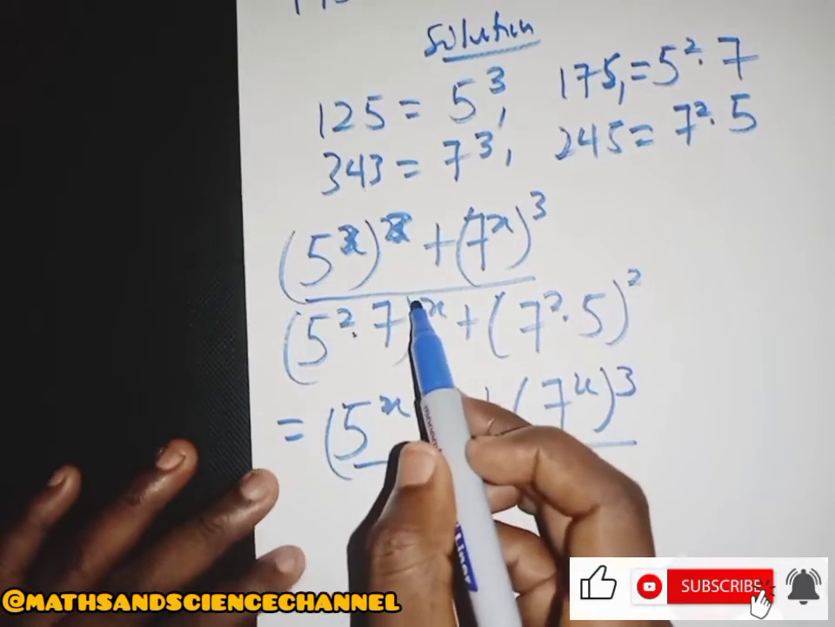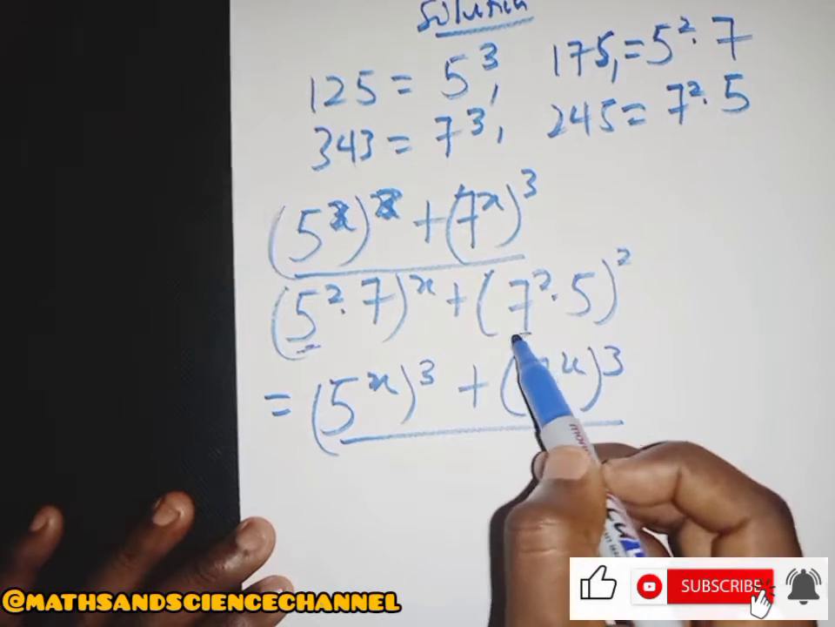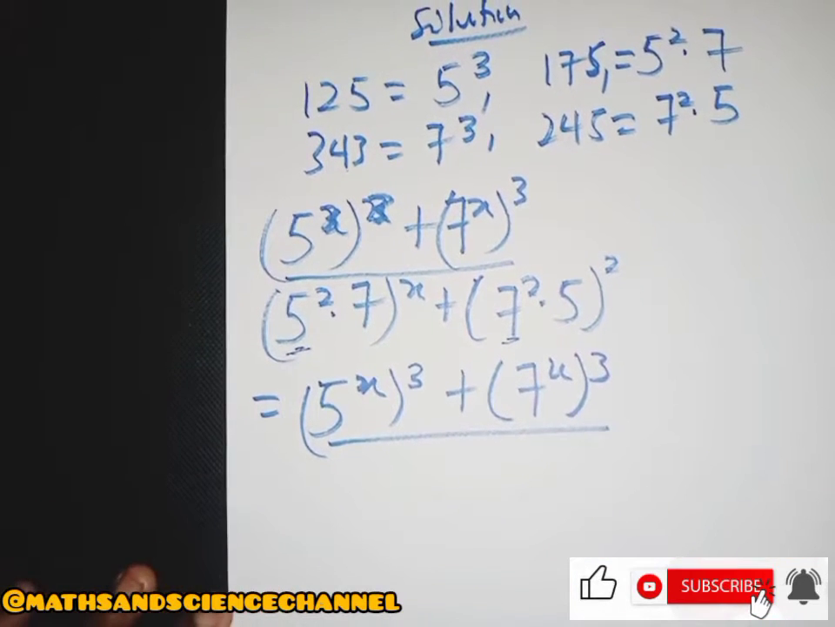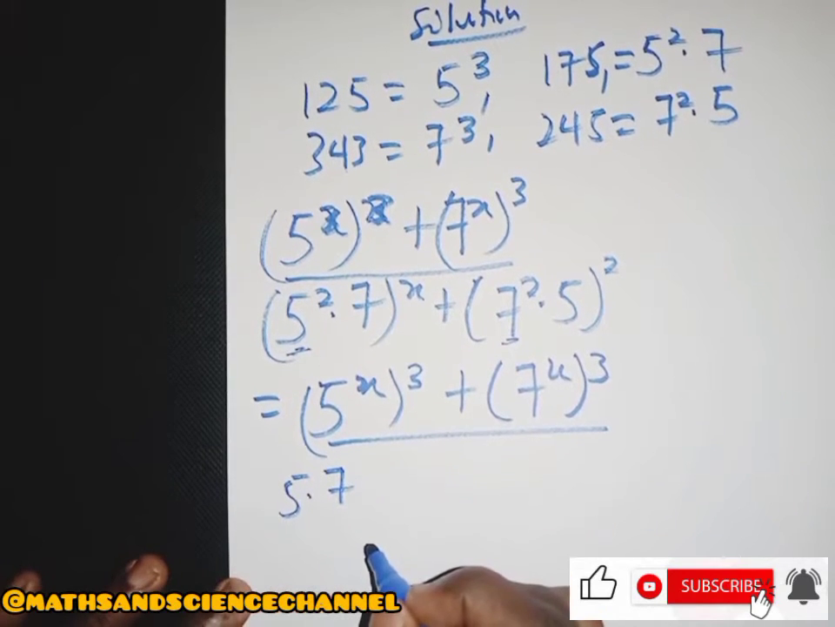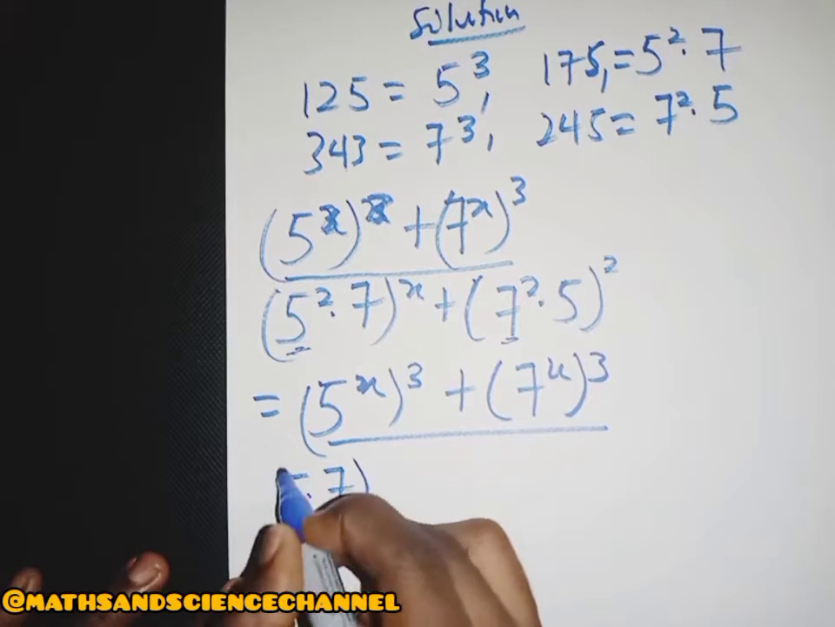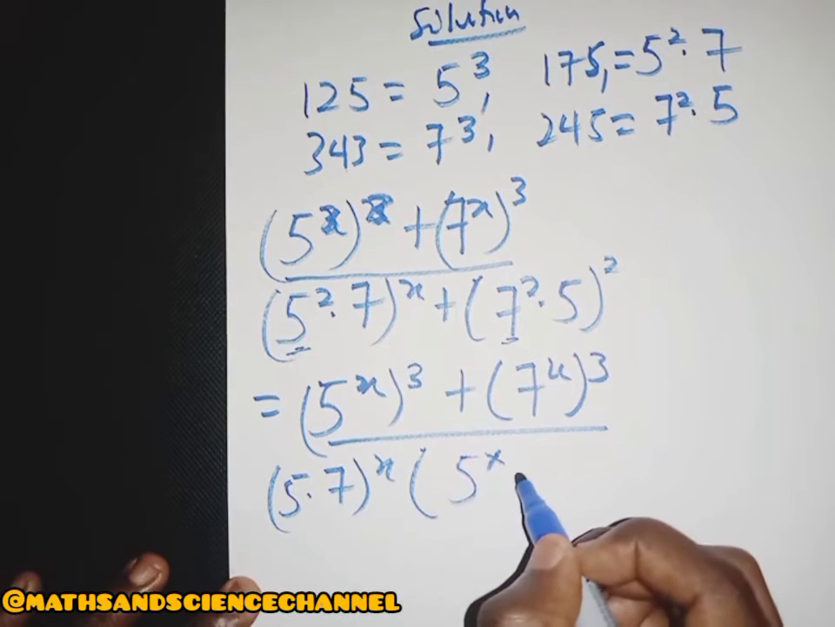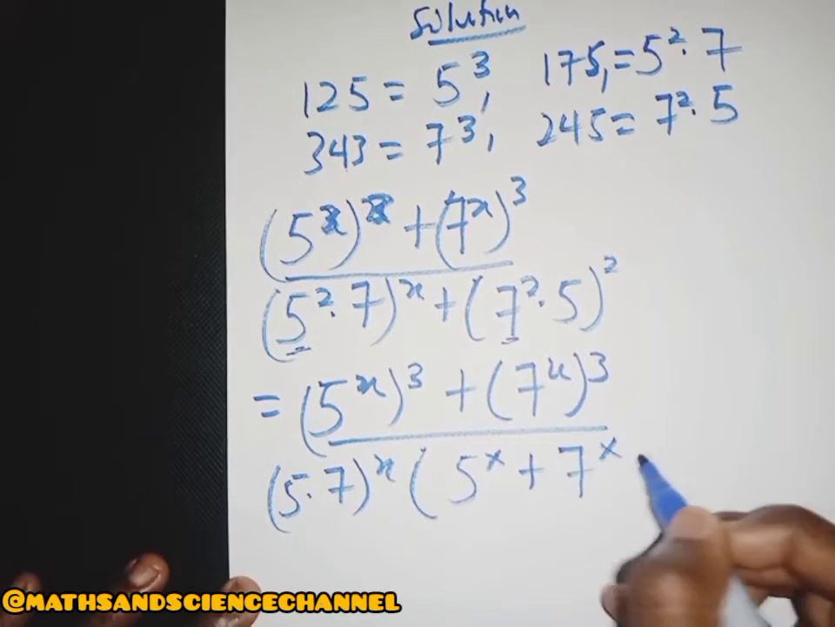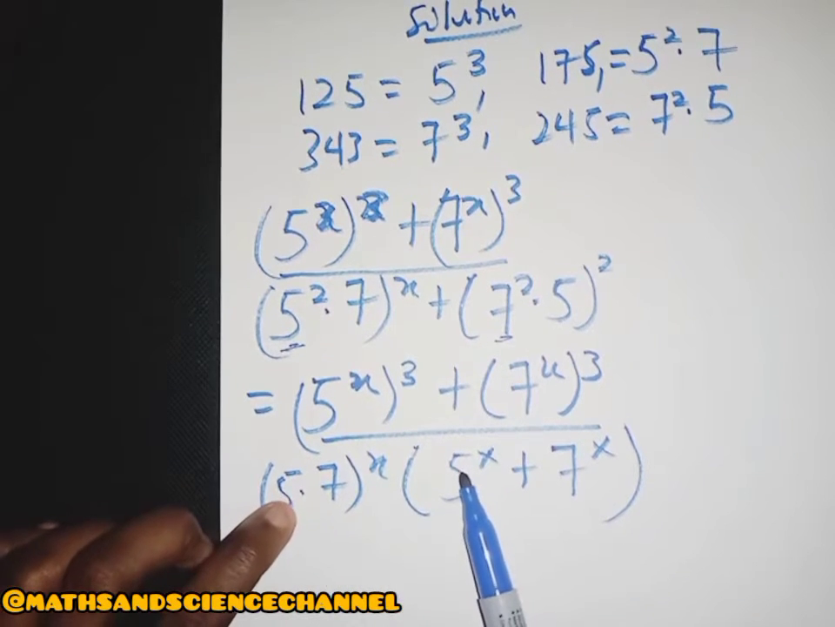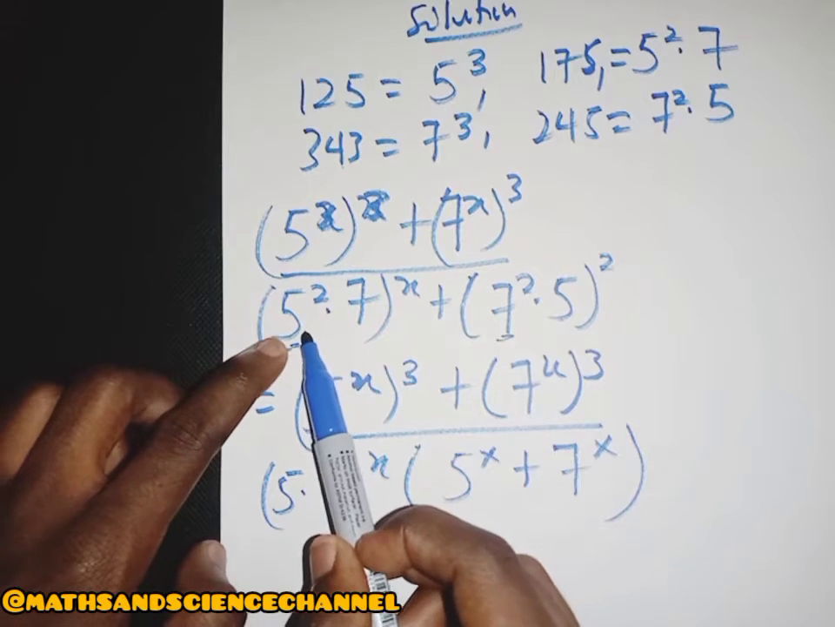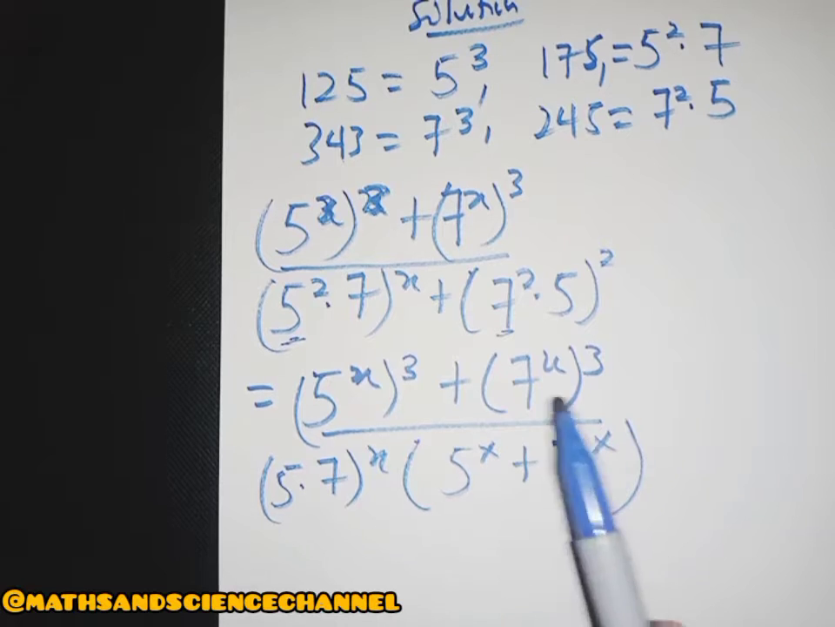Now for the denominator, what we can do is that since we have the bases of 5 and also 7, we can factorize it out. So we can have 5 and also 7 outside here, right? 5 and 7 outside, let's say to the power x here, and in the bracket we can have 5 to the power x then plus 7 to the power x, right? So we realize that we have 2 of the 5, which is just in the first case here, and then we have 2 of the 7 in the second case here. So we can write it this way.